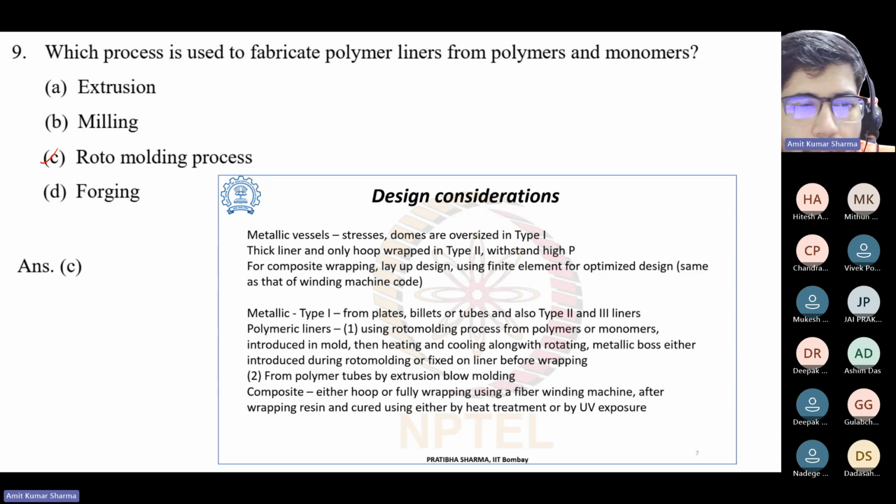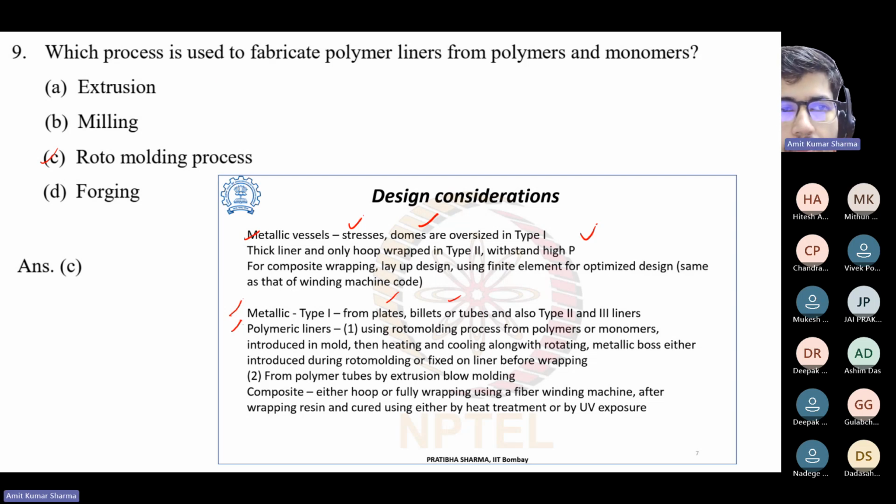So in the metallic vessels, we need to consider the stresses. Domes are normally oversized in type 1. Thick liner and only hoop wrapped in type 2 can withstand high pressure. For composite wrapping layup design, we can use finite element for optimized design. For the metallic type 1, from plates, billets or tubes, and also type 2 and type 3 liners. Polymer liners can be made using roto molding process from polymers or monomers.